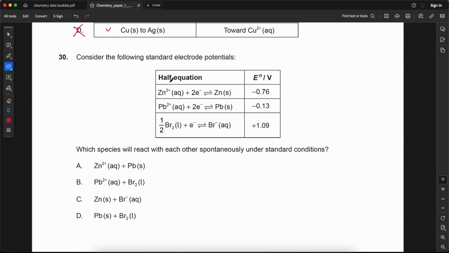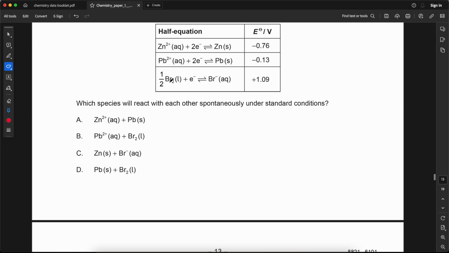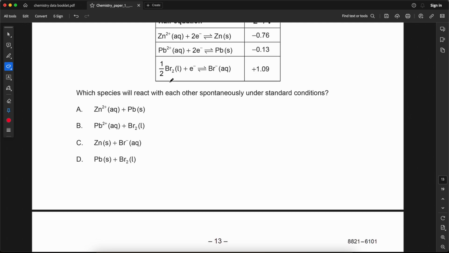Consider the following standard electrode potentials. Which species will react with each other spontaneously under standard conditions? So at this one, Zn2+ and Pb will be Zn and Pb2+. So the electrode potential will be -0.76 minus 0.13, which is -0.63. This one will not have a reaction because all the electrons are in the reactant. Same with this one, the electrons are in the products.